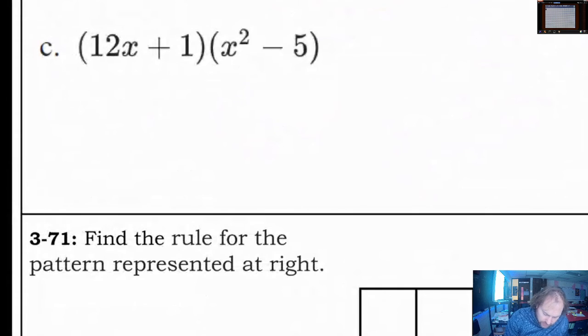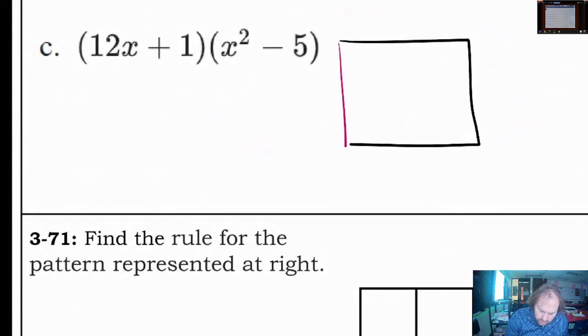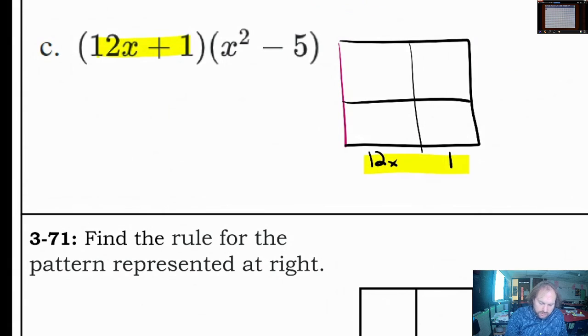So for question C, let's go ahead and set up a generic rectangle. Just draw a box with a plus sign in it. You can go ahead and put the dimensions along the sides there. It doesn't matter which side you go on. 12x plus 1 are along there. Then x squared, and just make sure that's a minus 5 there, because it's x squared minus 5. And all we're going to do now is multiply.